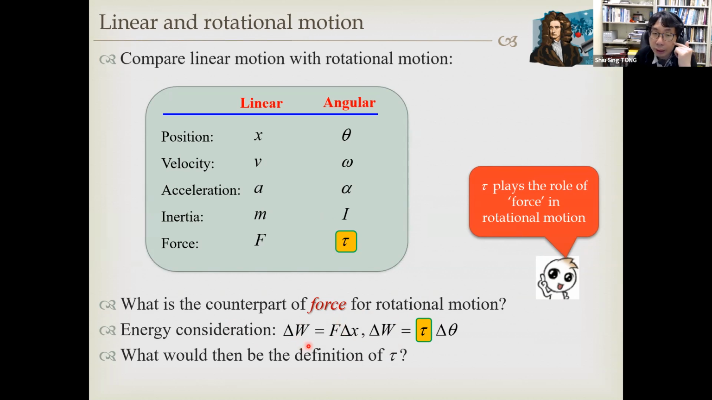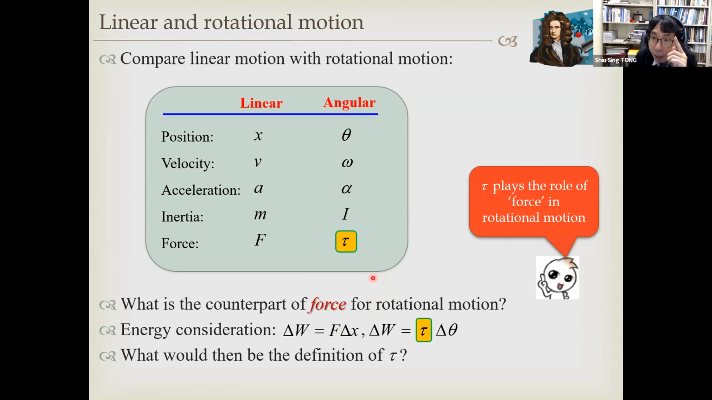The energy consideration is like this. We know that the work done by a force in moving the object by a distance delta x is F delta x. That is the work done by the force when the object moves a little bit of distance, right? Is that right? How about rotation?